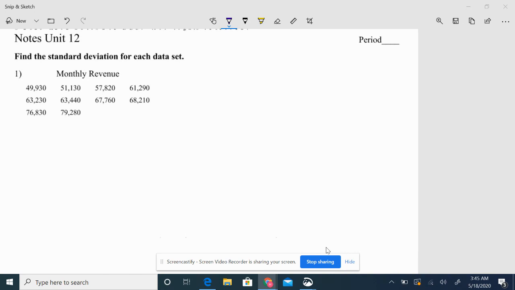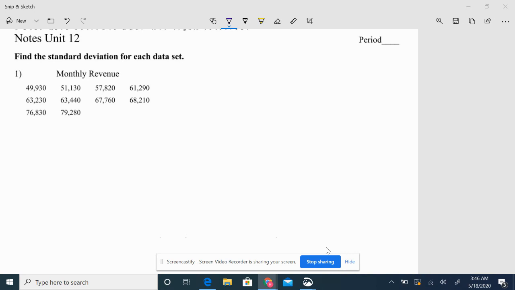Plus 61,290 plus 63,230 plus 63,440 plus 67,760 plus 68,210 plus 76,830 plus 79,280. In my calculator, once again, I just added all my numbers.